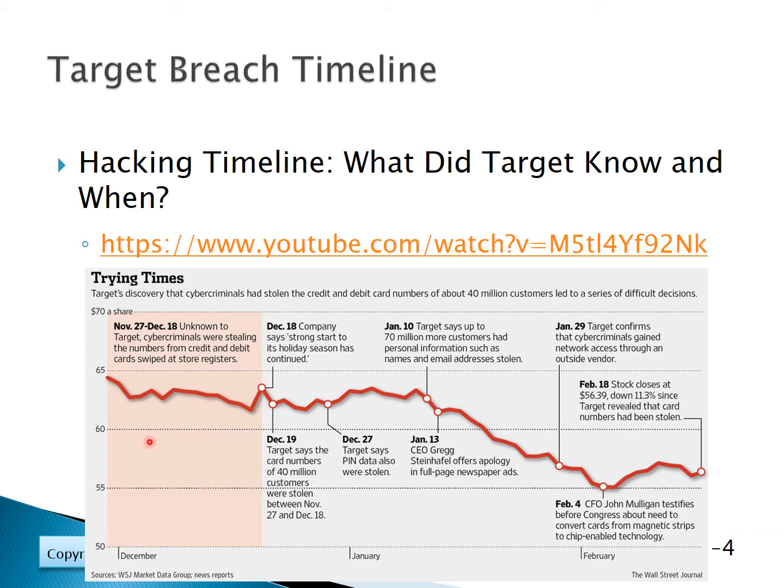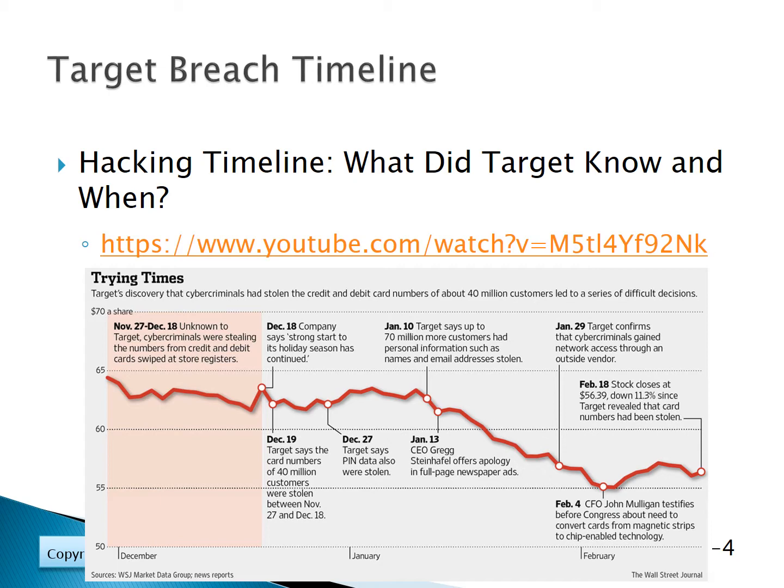In the beginning, the hackers installed the software and then secretly downloaded the information, and they did it for like 3 weeks. They were stealing the numbers from credit and debit cards swiped at the store registers for 3 weeks, and then Target did not find out. And then they found out on the 18th and 19th. Then on the 19th of December, Target says the card numbers of 40 million customers were stolen.